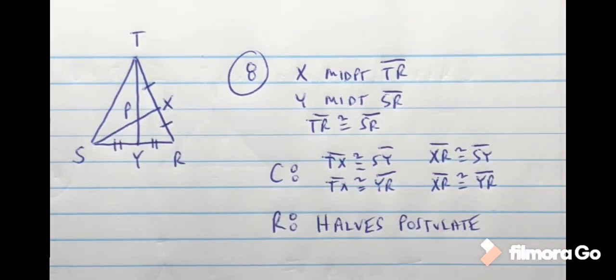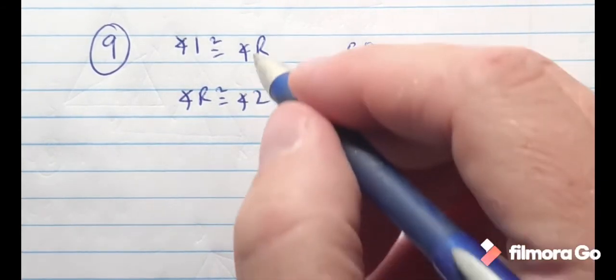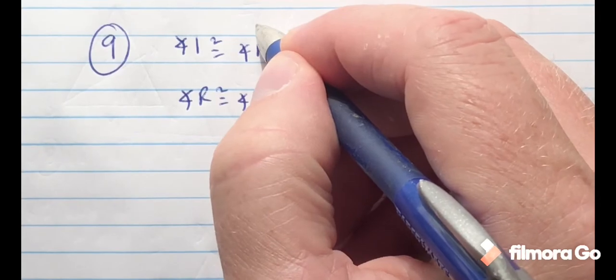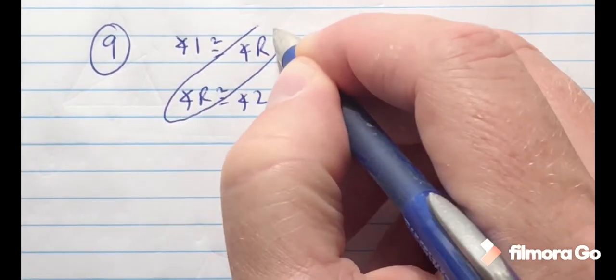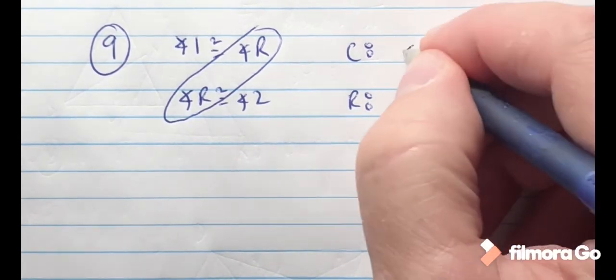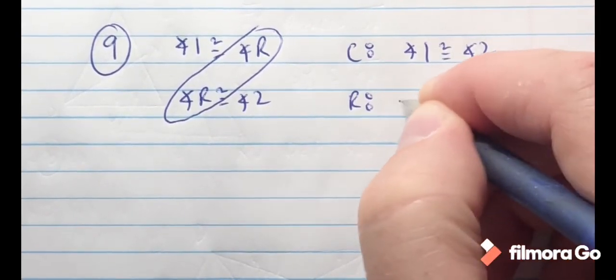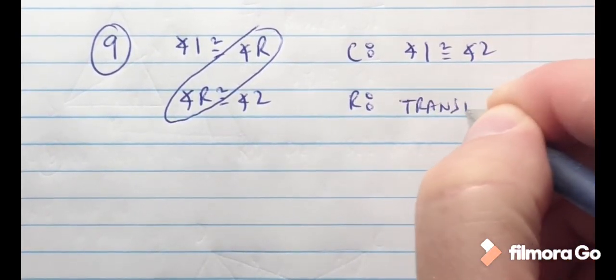Okay, for number 9, this is one where we do not even really need to see the picture. You'll notice that we have angle 1 is congruent to angle R, and angle R is congruent to angle 2. So the R's are diagonal. This is an indicator that we're going to use the transitive property. We're going to say that angle 1 is congruent to angle 2, and the reason is transitive.